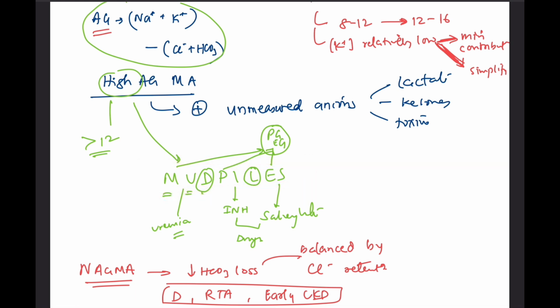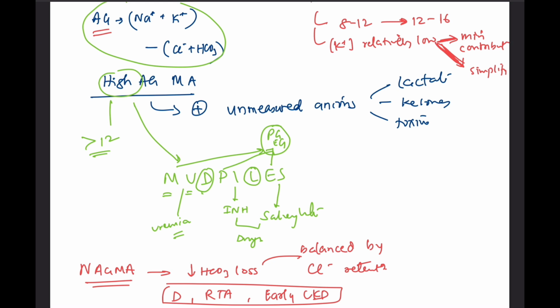That is nothing but mud piles, all right. So many of the letters of this mnemonic are nothing but toxins. If you look up at this, this is methanol, a toxin. So methanol, then you have propylene glycol, then ethylene glycol, then we have a couple of drugs: one is INH, one is salicylate, all right, INH, salicylate. These can also be considered along with those toxins; drugs and toxins come in the same family.